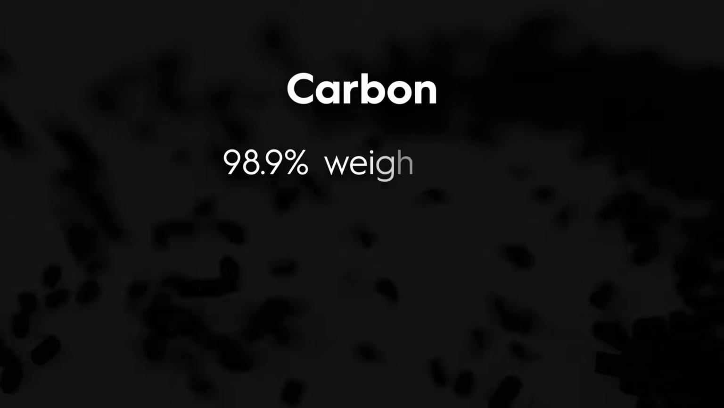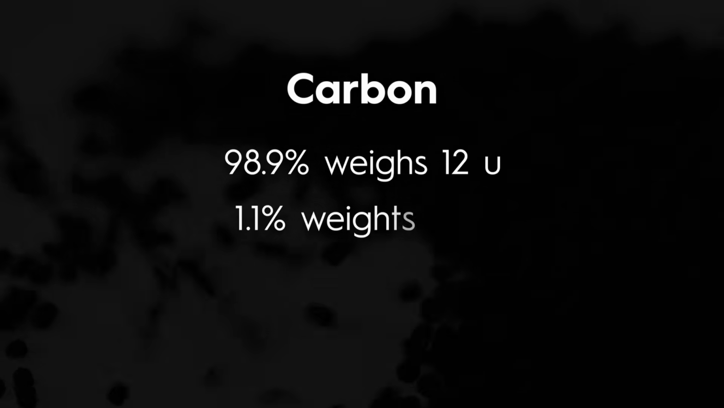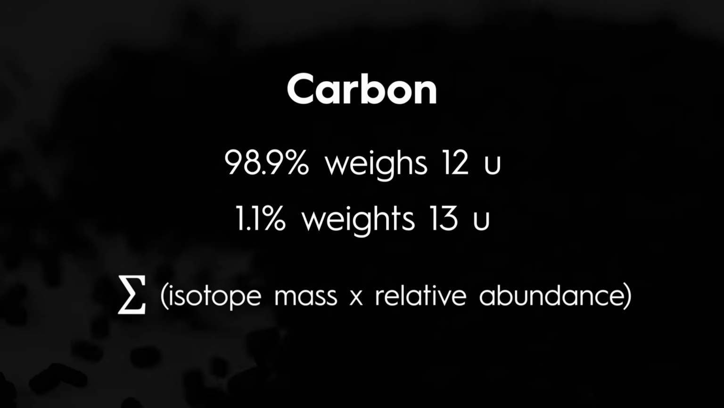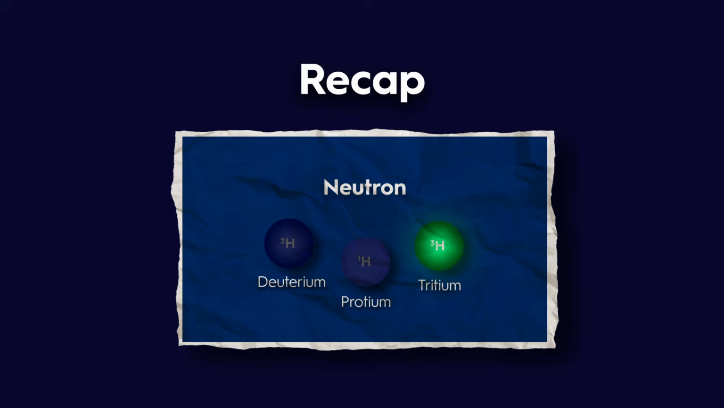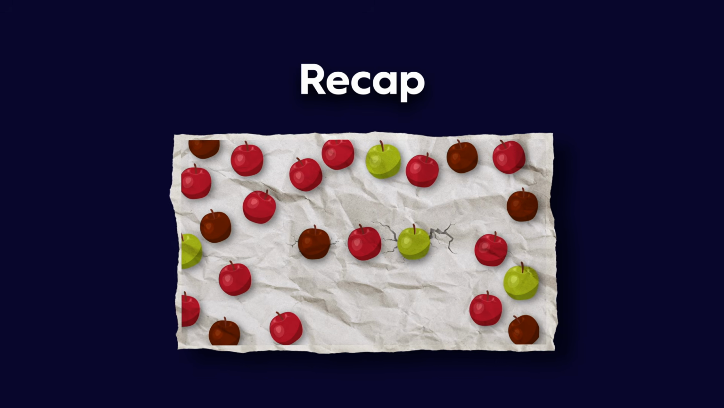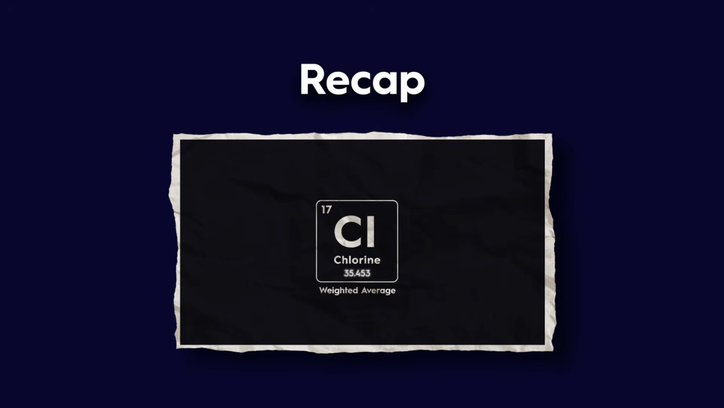Here's a real example. For carbon, 98.9% weighs exactly 12 atomic mass units, and 1.1% weighs 13. Crunch the numbers, and you land on 12.011 atomic mass units, the value printed on every periodic table. To recap, isotopes share protons but differ in neutrons. Nature sorts them by abundance. And a simple weighted average turns that mix into the atomic mass you see on the table.